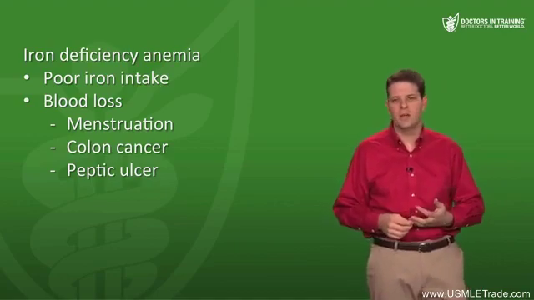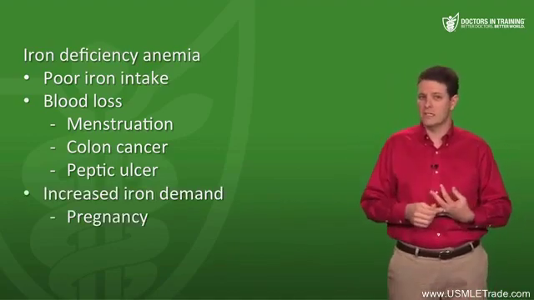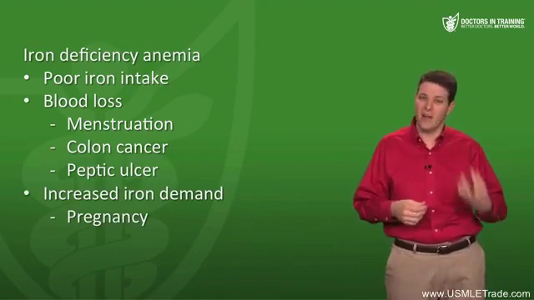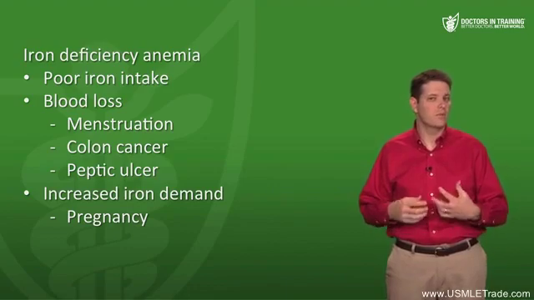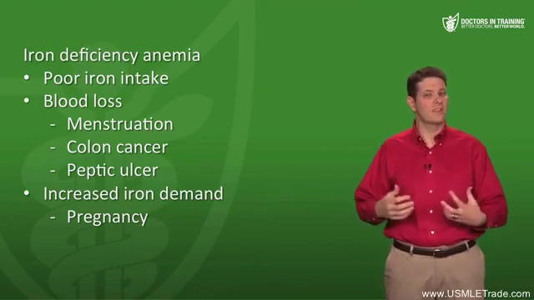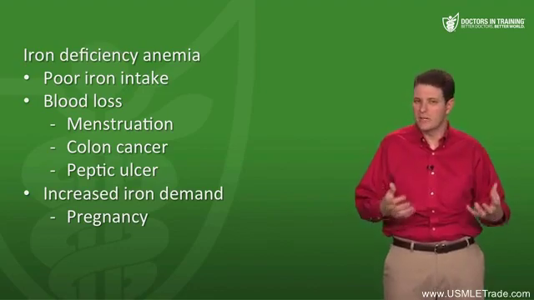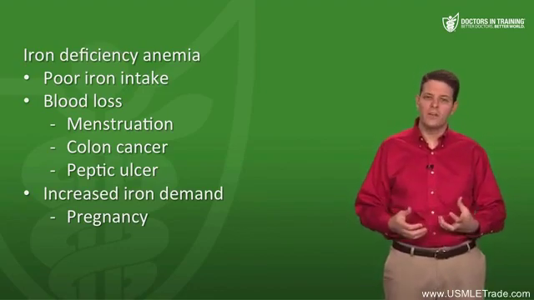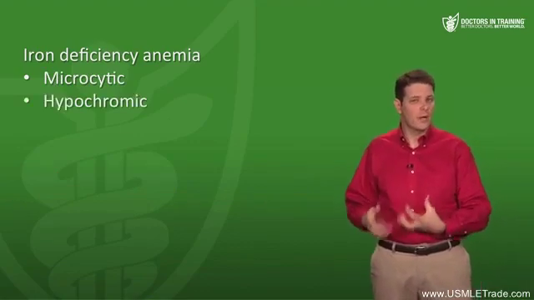You can also potentially see iron deficiency anemia due to increased iron demand, like in pregnancy. So with pregnancy, you might see an iron deficiency anemia, but there's also something called physiologic anemia of pregnancy, where the plasma volume is increasing at a greater rate than the red cell mass, so the red cells are diluted out, and there's relative anemia. Now, with iron deficiency, the red cells are microcytic, and they're small, and they're hypochromic, or pale.